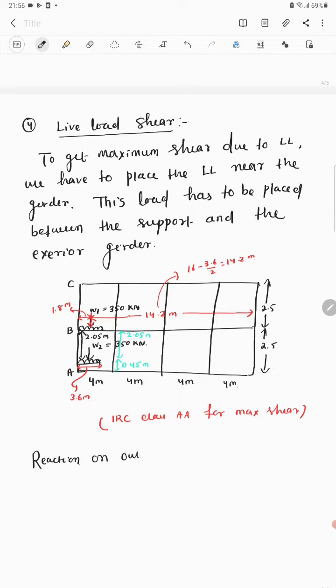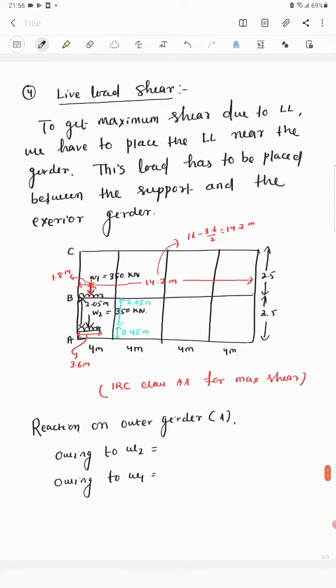Reaction on the outer girder, it is A, owing to W2, and what will be the reaction owing to W1. Okay, so this first one, owing to W2, I can write W2 into 2.05 divided by 2.5.